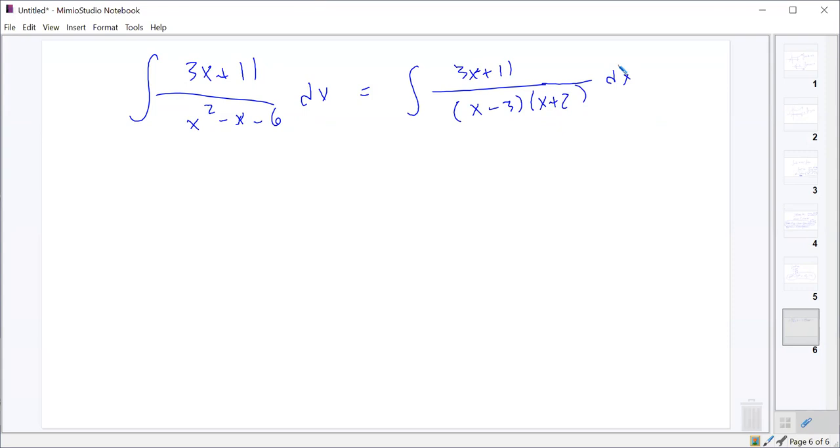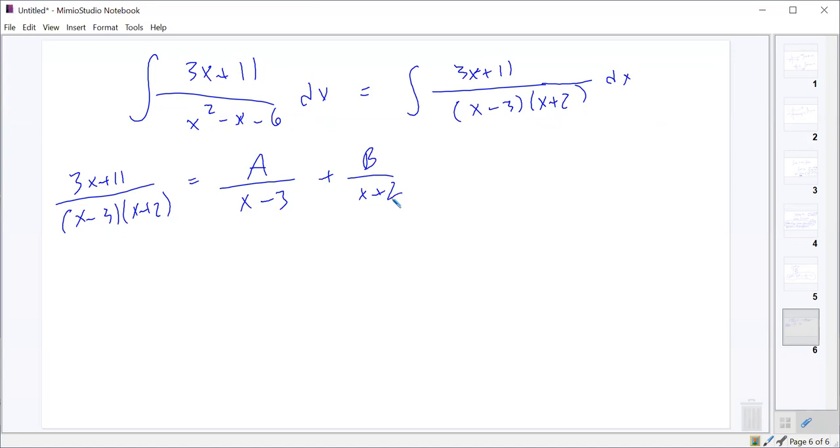And then we'll write it out off to the side as, we'll say, (3x + 11) over (x - 3)(x + 2) is equal to, we'll say, capital A over x - 3 plus capital B over x + 2. Okay. And these are distinct linear factors. If you have distinct linear factors in the denominator, you just put a constant in the numerator.